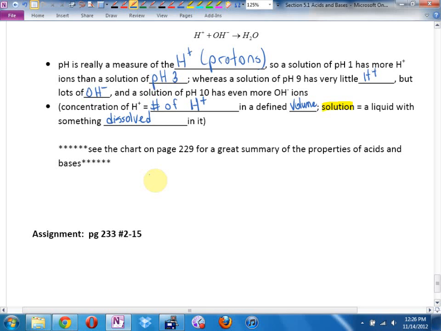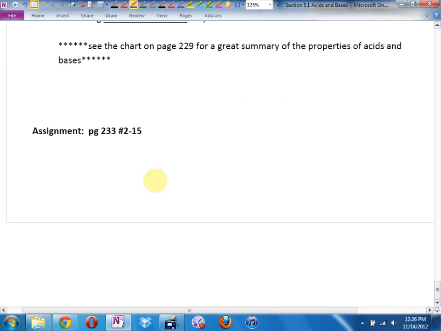pH, acid less than 7, pH basic more than 7. Production of ions, acids form hydrogen H plus ions when dissolved in a solution like water. Bases form hydroxide or OH negative ions when dissolved in a solution. There is your acids and bases summary.